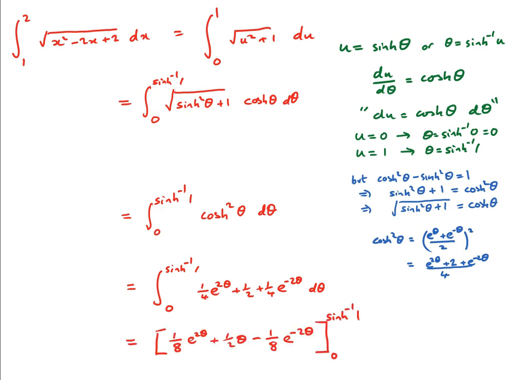So I've got 1/8 e to the 2 theta plus a half theta minus an eighth e to the minus 2 theta. If I insert now the limits and do all of this on my calculator, I'm going to end up with a final answer of 1.148.